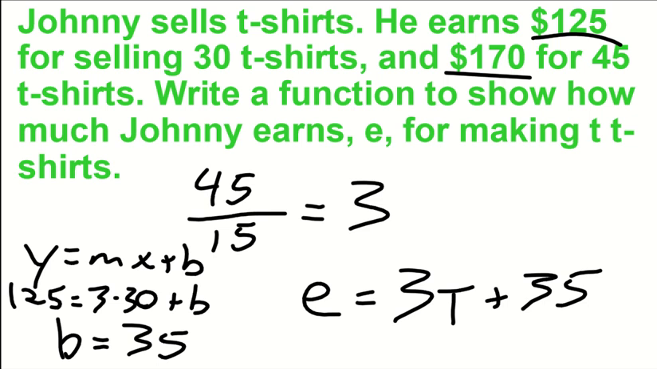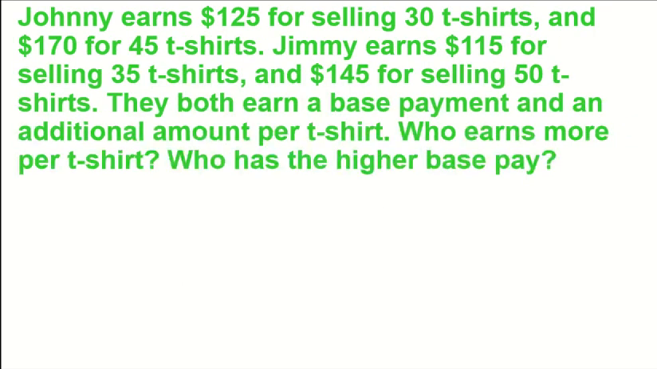Like I said, that's what we've been doing. So the difference is we're going to get a problem like this. We still have Johnny here selling t-shirts. We also have Jimmy selling some t-shirts. Jimmy earns $115 for 35 t-shirts and $145 for 50 t-shirts. They both earn a base payment and an additional amount per t-shirt. And then it's asking who earns more per t-shirt, who earns the higher base pay. You probably wouldn't get asked both of those, but you get asked one of them.